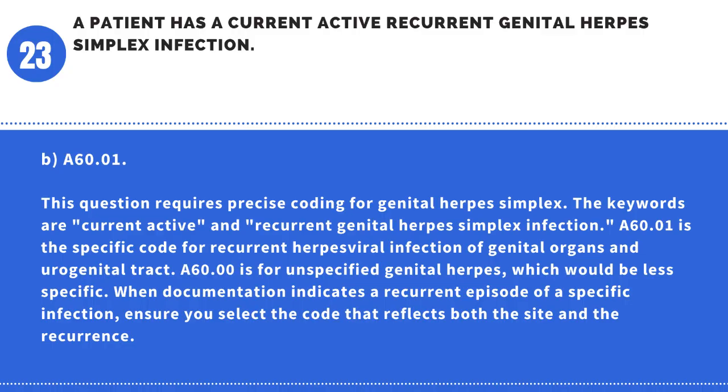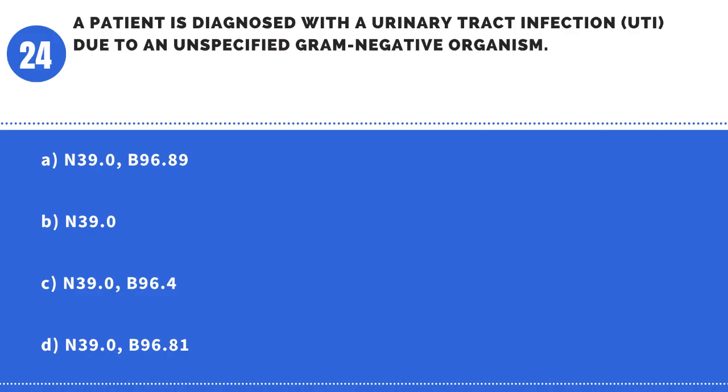This question requires precise coding for genital herpes simplex. The keywords are current active and recurrent genital herpes simplex infection. A60.01 is the specific code for recurrent herpesviral infection of genitalia and urogenital tract. A60.00 is for unspecified genital herpes, which would be less specific. When documentation indicates a recurrent episode of a specific infection, ensure you select the code that reflects both the site and the recurrence.